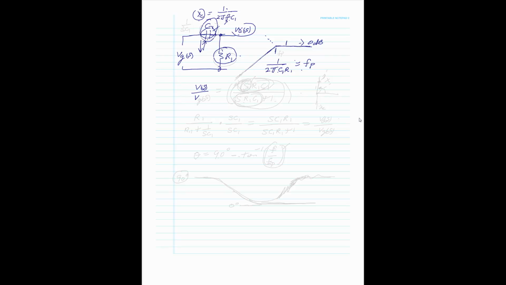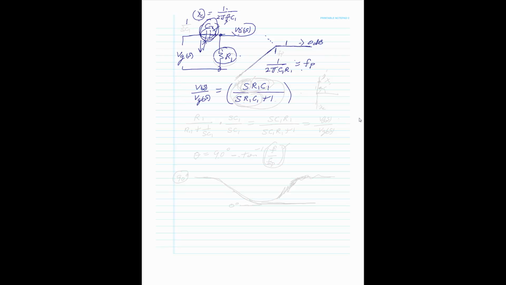So writing the transfer function automatically says that the only way I'm going to get a 0 is if I get an S on the top. And that's what happens. We have an SR1C1, and we're going to have the pole is SR1C1 plus 1. Now let's look at this to see right away.